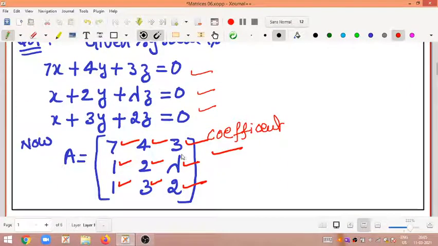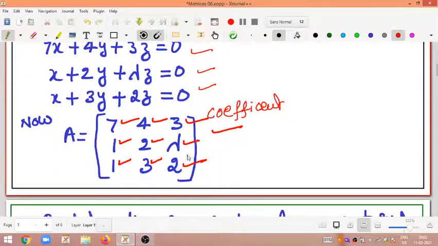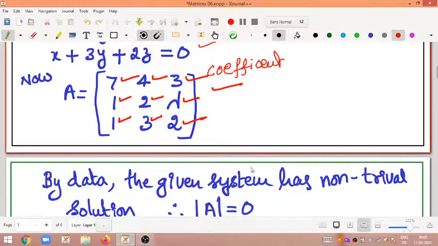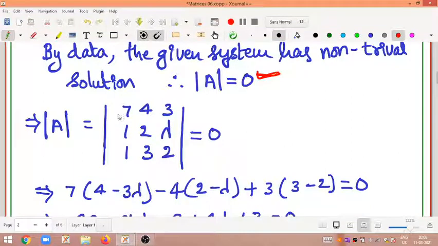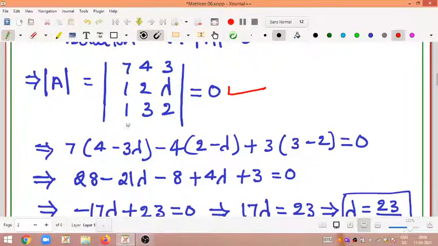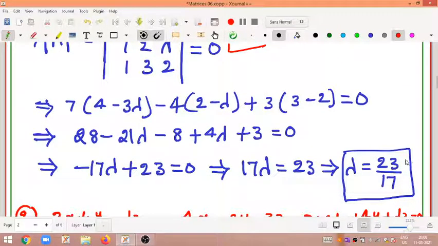If the given system has a non-trivial solution, that means the determinant of A is equal to 0. If the determinant of A is equal to 0, then you say that the given system has a non-trivial solution. So you must find the determinant of the given coefficient matrix. That is, the determinant of 7, 4, 3, 1, 2, lambda, 1, 3, 2 is equal to 0. By expanding along the R1 row, I get lambda is equal to 23 by 7. I hope you all understood this one.